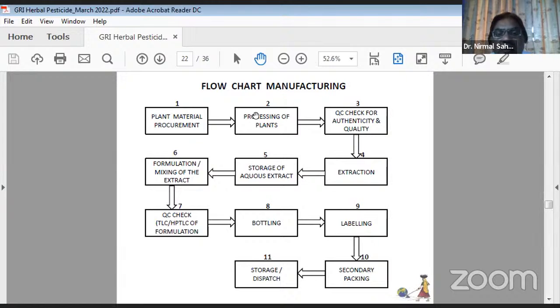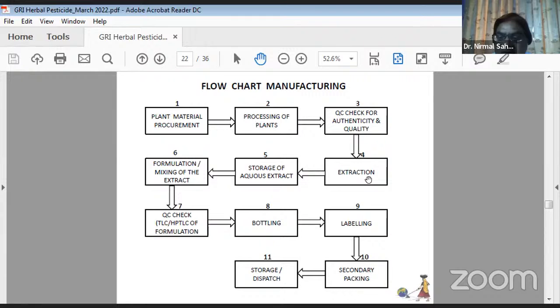taxonomically checked and identified. And based on that, if the plant is authenticated, then further we can do the extraction as per the innovators' practices or whatever value addition we have made. That means farmers are generally doing the extraction in water. Water means the extraction is aqueous extraction. They may do cold extraction or hot extraction.